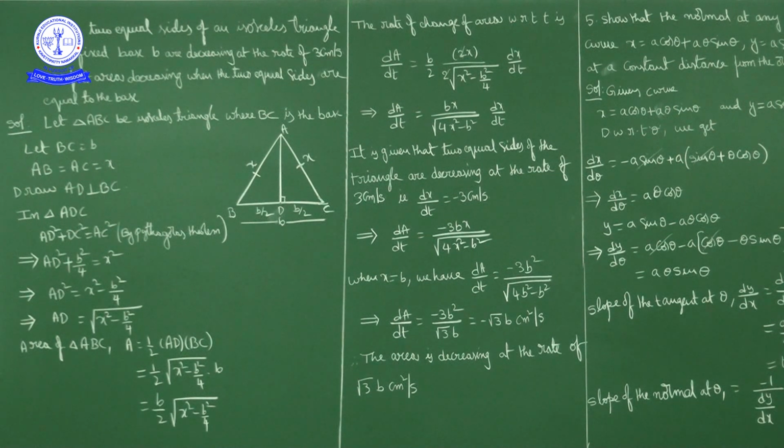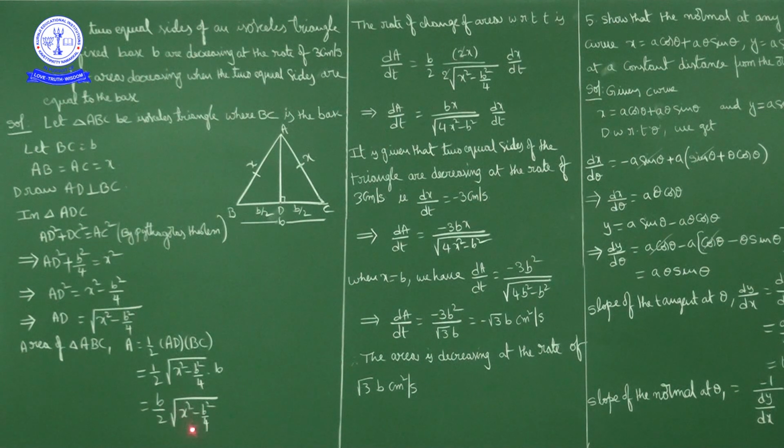Okay, now here what is given? Isosceles triangle with fixed base b, means b is a constant. b is constant, so changing quantity is what? x. Changing quantity is x. So area of triangle ABC, A is equal to b by 2 into square root of x square minus b square by 4. Here b is constant, so b by 2 constant.